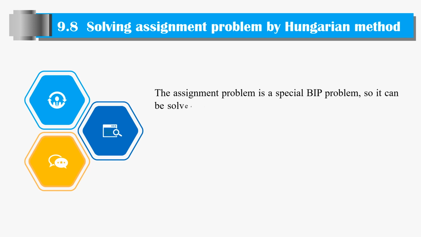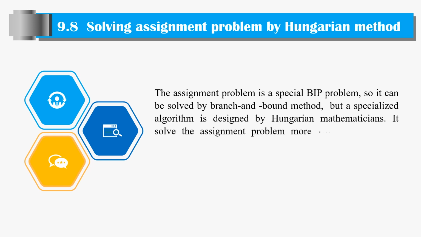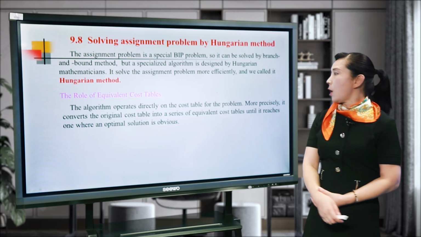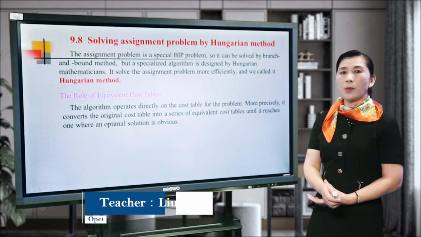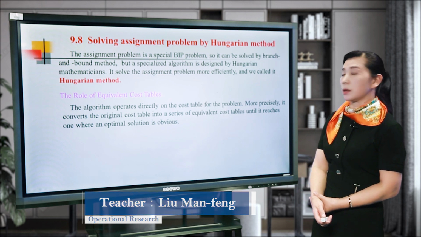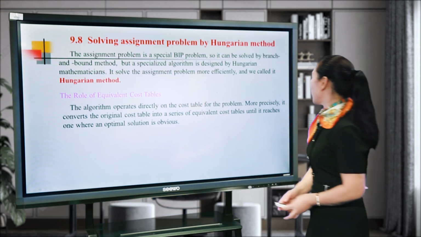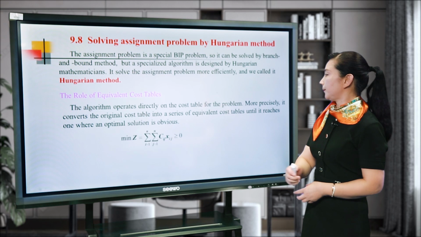The assignment problem is a special BIP problem, so it can be solved by the branch and bound method. But a specialized algorithm was designed by Hungarian mathematicians. It solves the assignment problem more efficiently. We call it the Hungarian method. The algorithm operates directly on the cost table for the problem. More precisely, it converts the original cost table into a series of equivalent cost tables until it reaches one where an optimal solution is obvious.